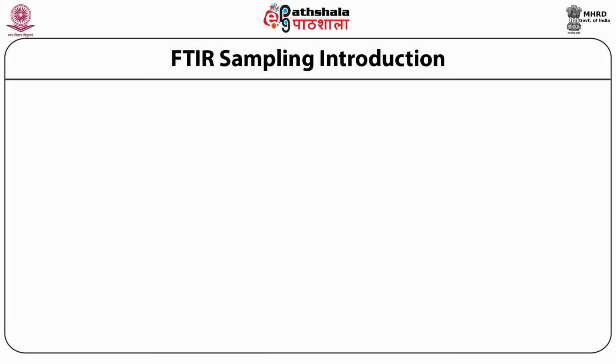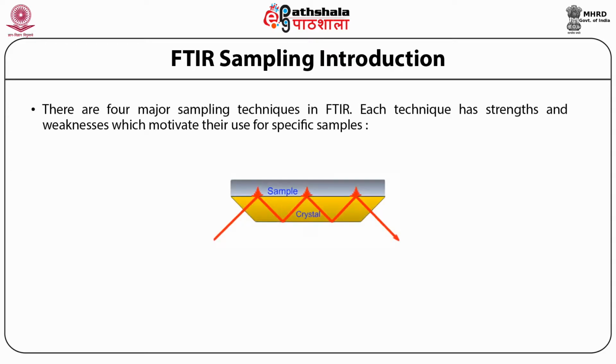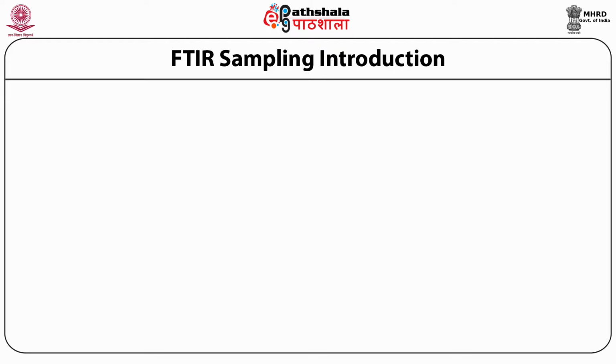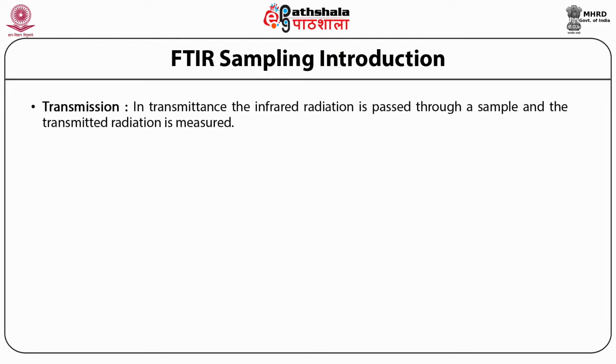FTIR sampling: an introduction. There are four major sampling techniques in FTIR. Each technique has strengths and weaknesses, which motivates their use for specific examples. This figure shows the basic light interaction with the sample. The first technique we are going to discuss is transmission.